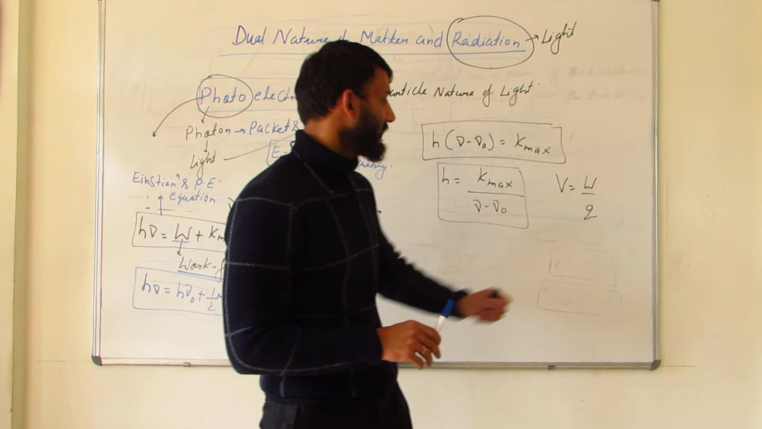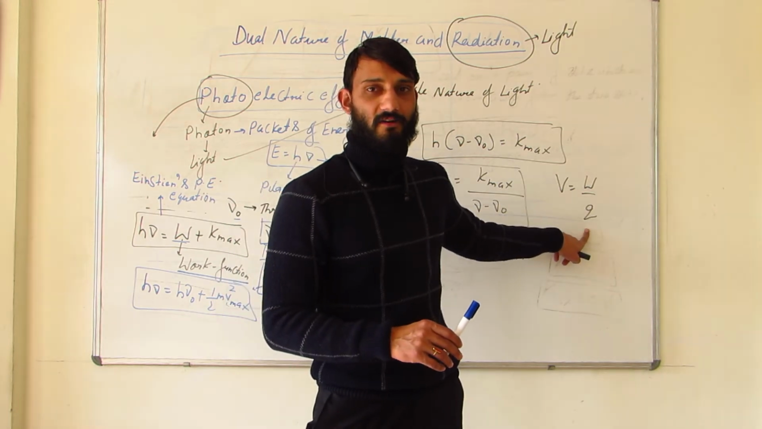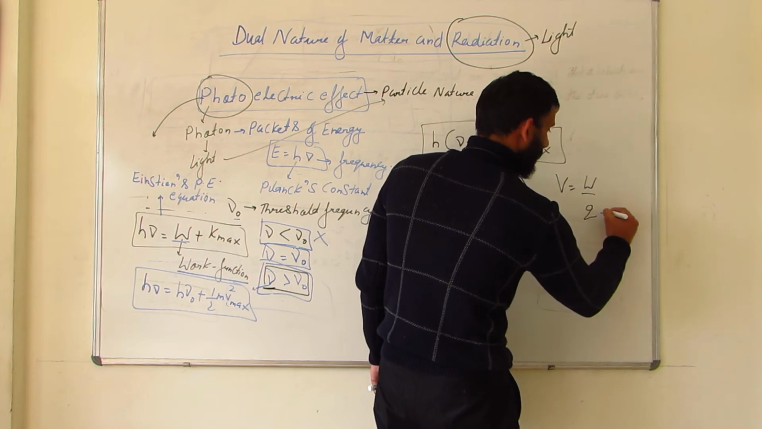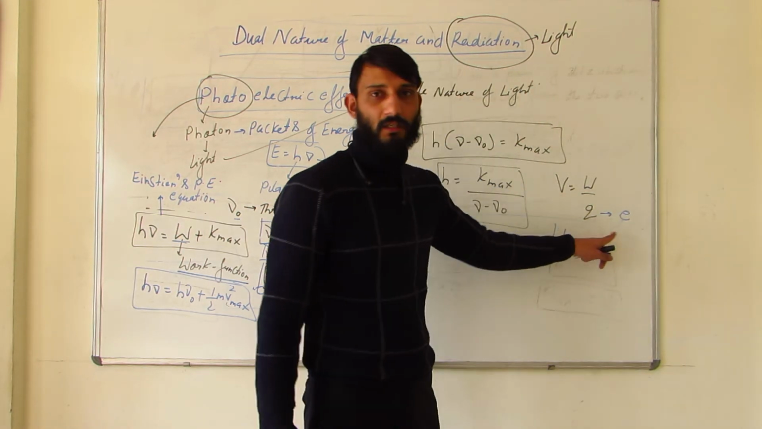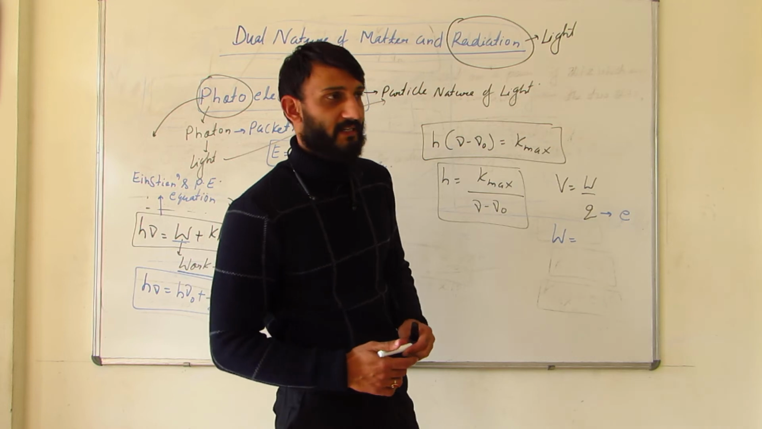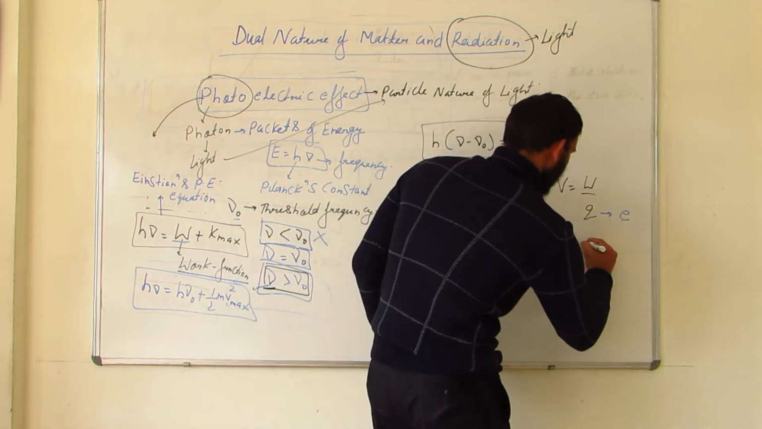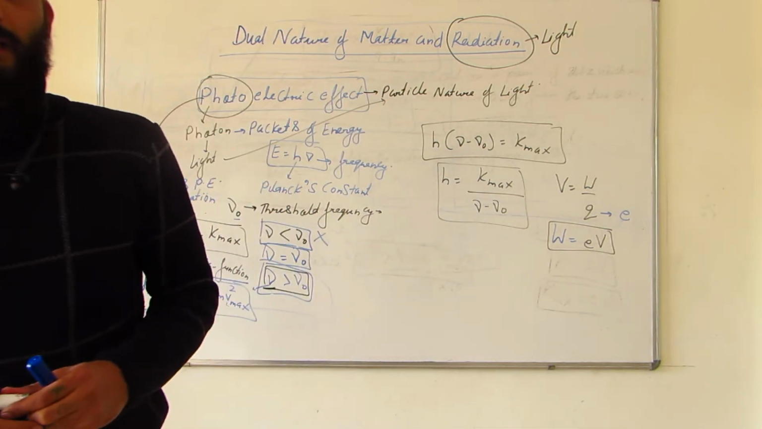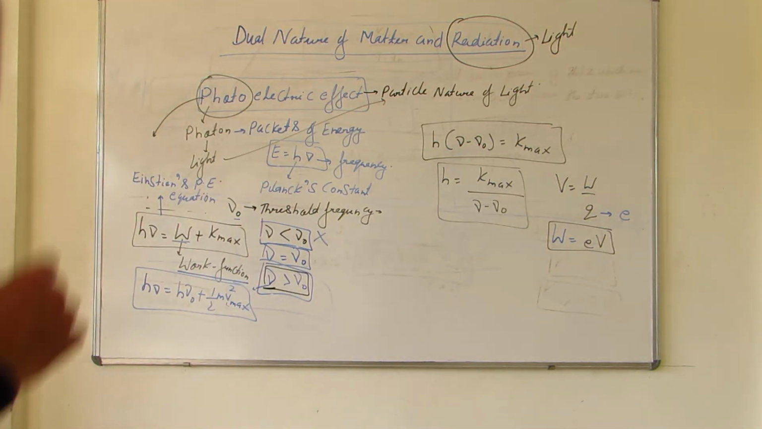Now how much charge does the electron have? The electron has a charge of e, which is 1.6 × 10^-19 coulomb. So work done will be eV. What is eV? Work done. W is equal to eV, the work done by the electron.